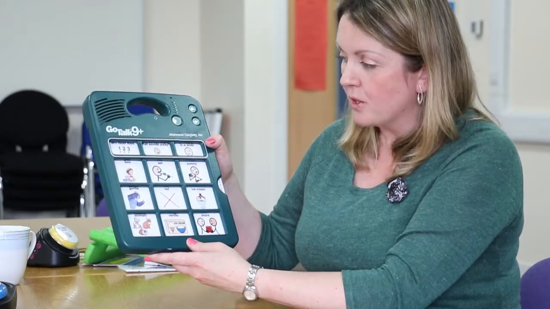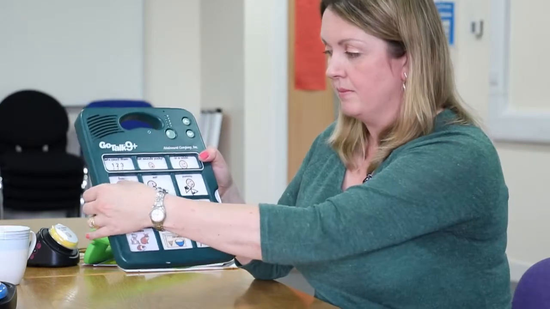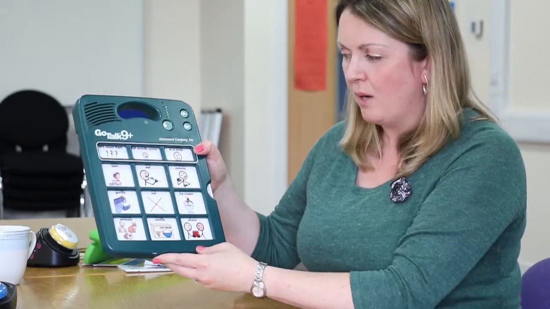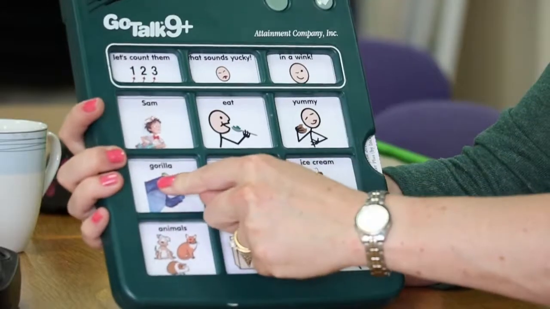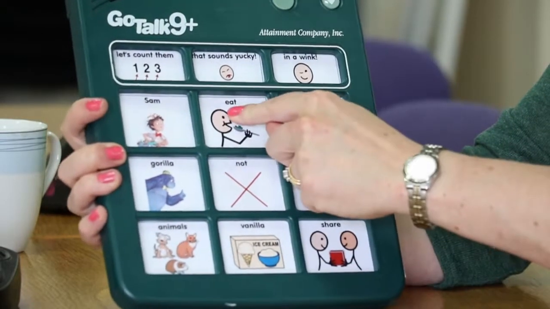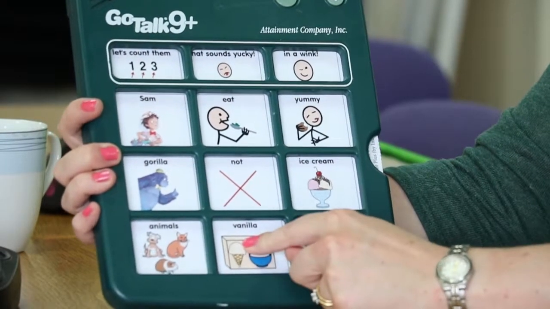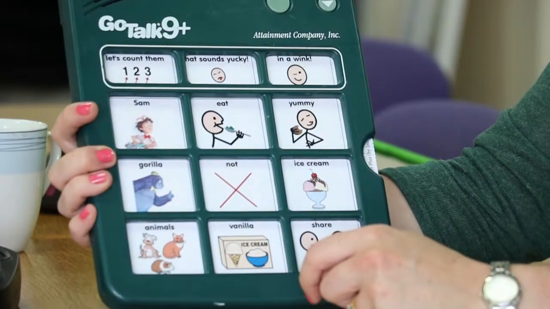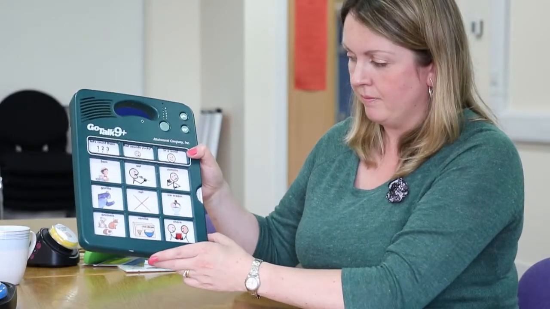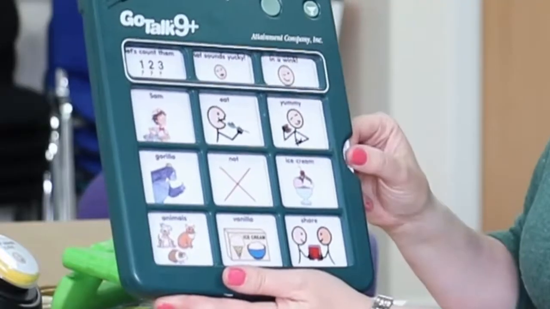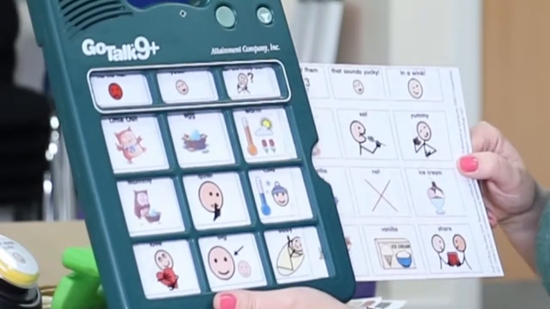They can also answer questions such as, who's making the ice cream in the story? Sam. And what about the gorilla? What does he like to eat? Gorilla. Eat. Vanilla. Ice cream. There is a board for each of the 3 books, as well as a shared reading board and a voting board, so that children can say what they like about each book and vote for their favourite.